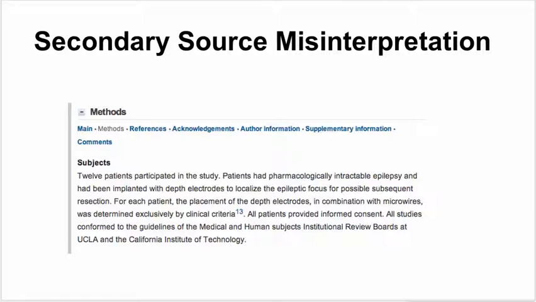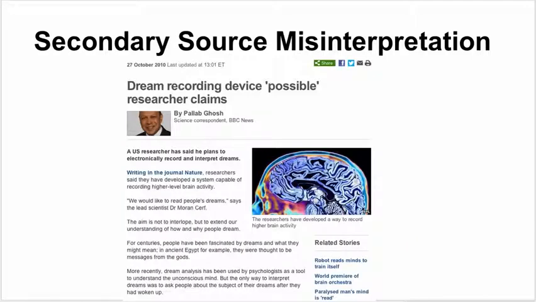Now, when presenting this information in, I believe it was an interview, one of the researchers who participated in this research mentioned that it would be neat to use a similar type of implant to look at dreams if that was possible. And it was sort of an afterthought. He talked about the study and then he said, oh yeah, wouldn't that be neat? And as a result, that's what got picked up in the media. And you started to see headlines like this: dream recording device possible, researcher claims.